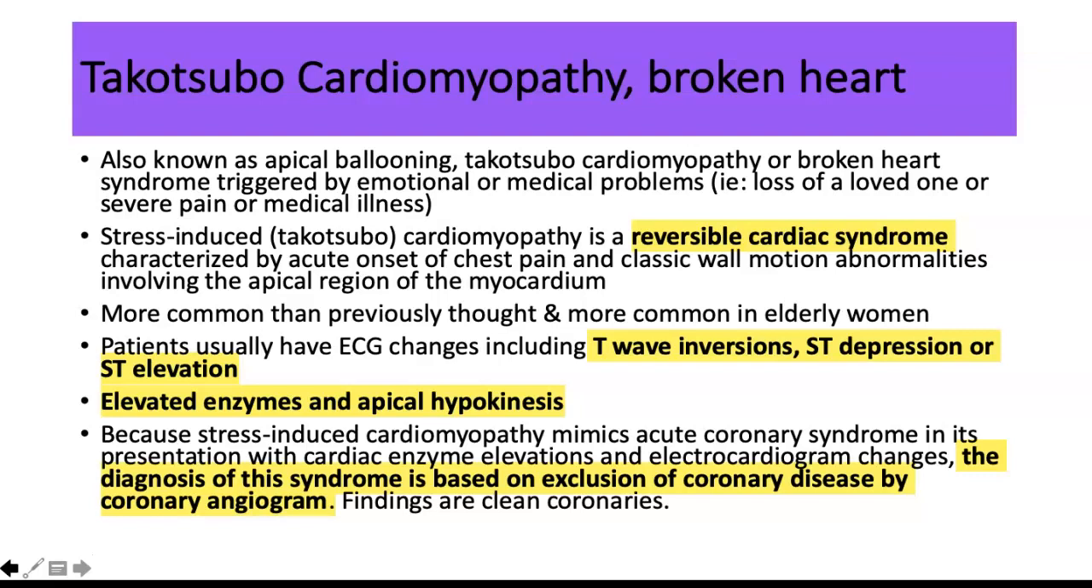The diagnosis is confirmed during the workup with observation of apical wall motion abnormalities. Because stress-induced cardiomyopathy mimics acute coronary syndrome with its presentation as far as chest pain and with cardiac enzyme elevations and EKG changes, the diagnosis of this syndrome is based on exclusion of coronary disease by coronary angiogram. So they need to go to the cath lab and find clean coronary arteries.